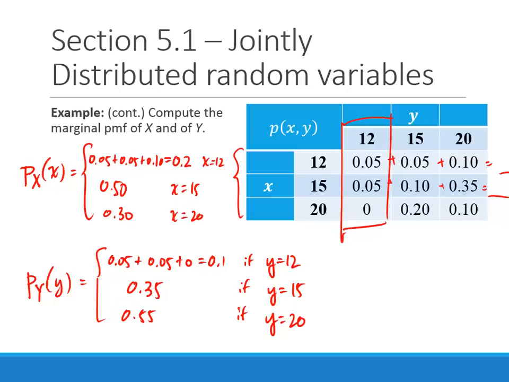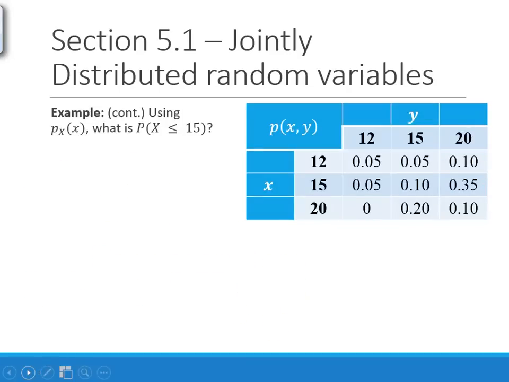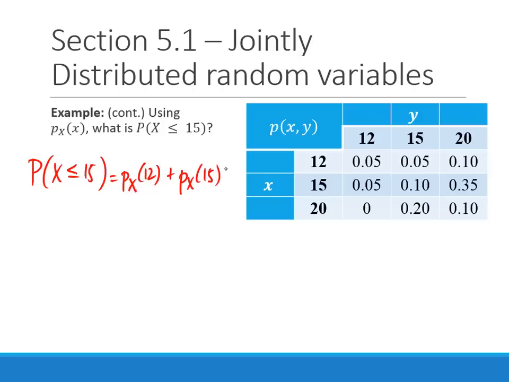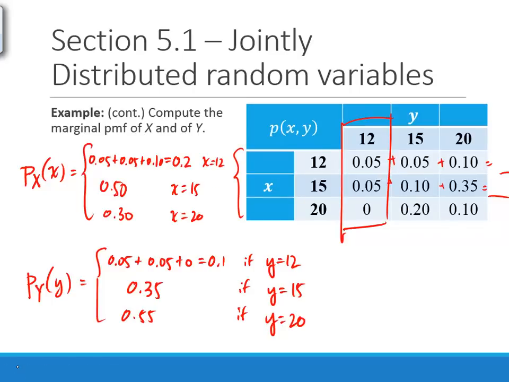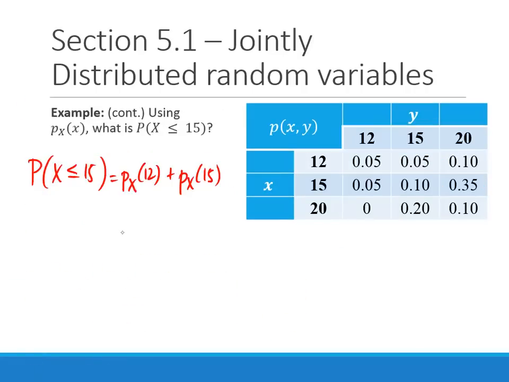Okay, everyone okay with what's going on here? So using our marginal PMF for X, we can answer a question like, what's the probability that X is less than or equal to 15? Well, that's going to involve the times when X equals 12 or when X equals 15. So that's the marginal PMF at 12 plus the marginal PMF at 15. And looking back at what we just calculated, that's the 0.2 plus 0.5, and that's 70% there.